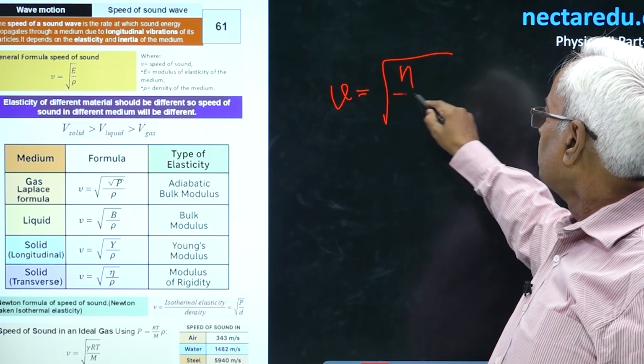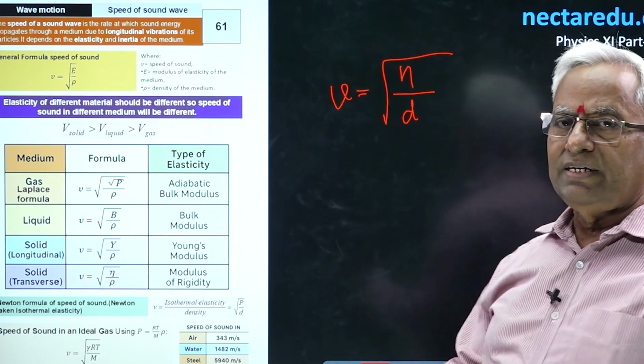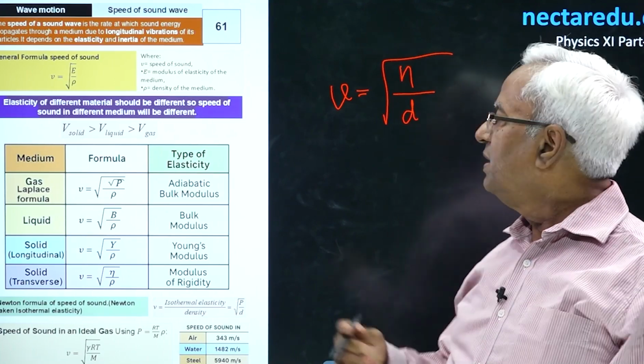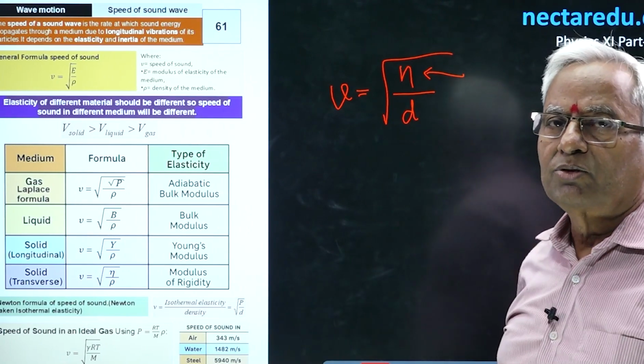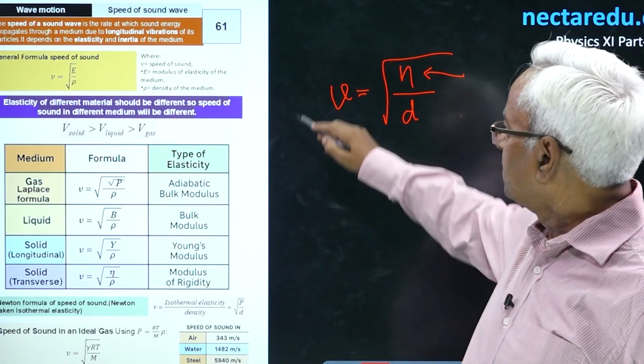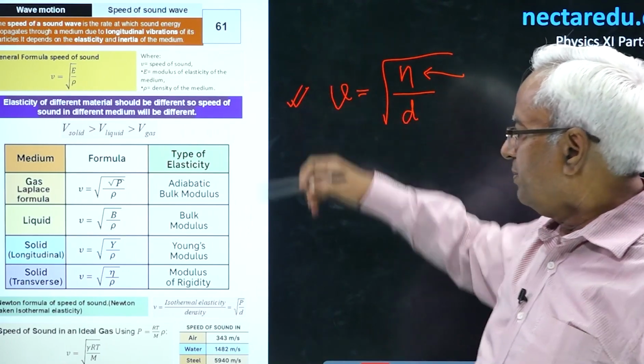If transverse waves are produced in a solid, the velocity for transverse waves in solid is going to be root eta upon d. D stands for density of the medium, and eta is modulus of rigidity, which is possible in solids only. This is the velocity of transverse waves.